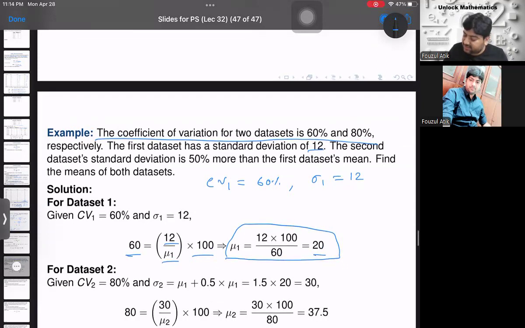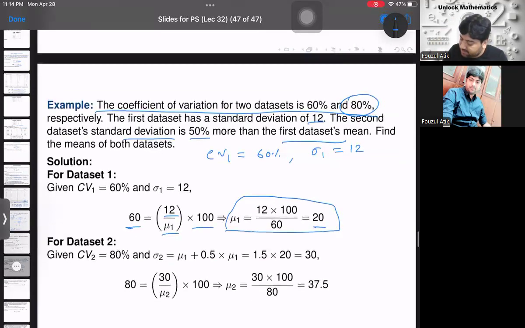Then for the next data set, what things do we know? We know the CV. And in the second case, the standard deviation is 50% more than the first data set mean. First data set mean is given as 20. So according to the question, the second data set standard deviation is 50% more than that, so it is mu1 plus 50% of mu1. If you calculate it, it gives you 30. Then again, put it in the formula of CV. You solve for mu2, you will get the value 37.5. This is a very easy problem, so I'm just showing you the solution.